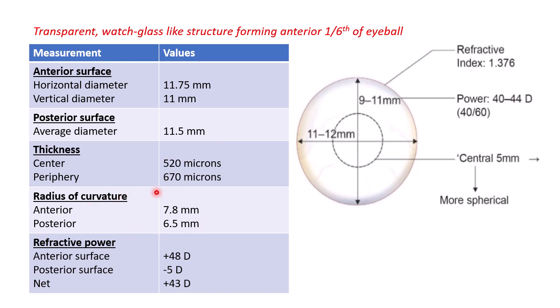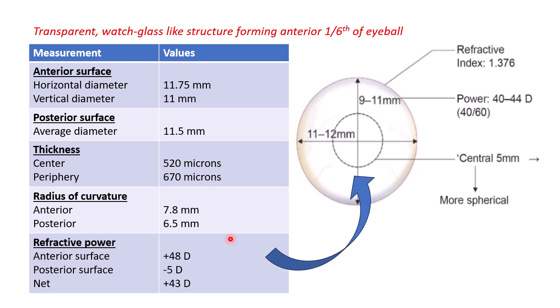Radius of curvature is more for the anterior, less for the posterior, making the posterior surface of the cornea more curved. The refractive power of the anterior surface is plus 48 because it acts as a convex surface, and that of the posterior is minus 5 because it is a concave surface. So the net power is plus 43.